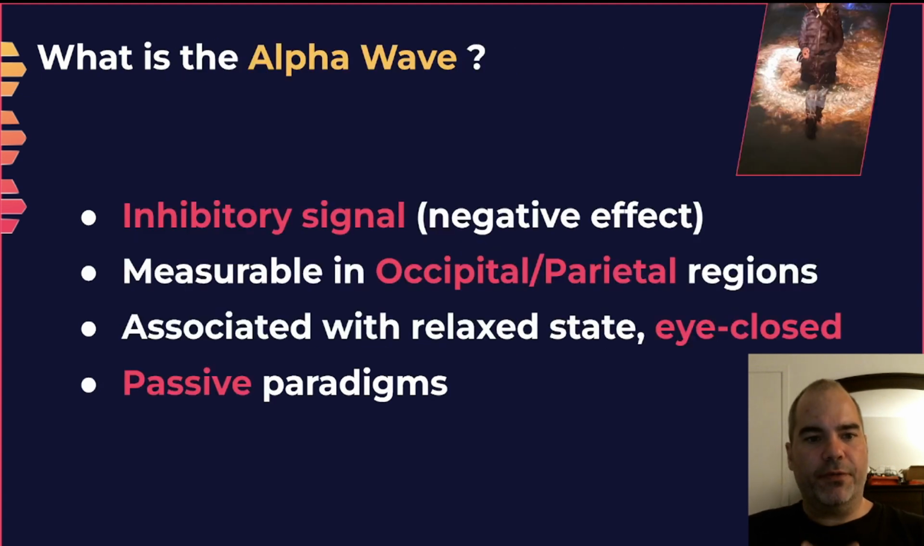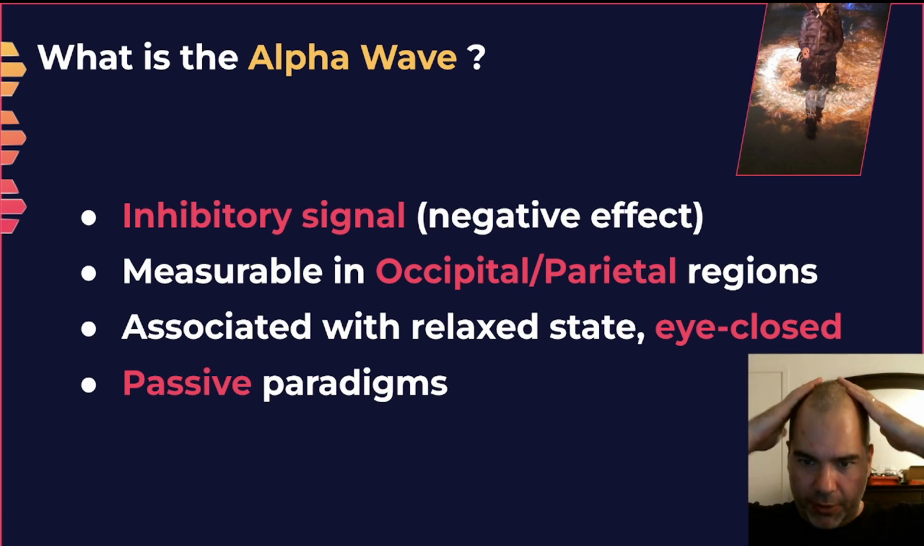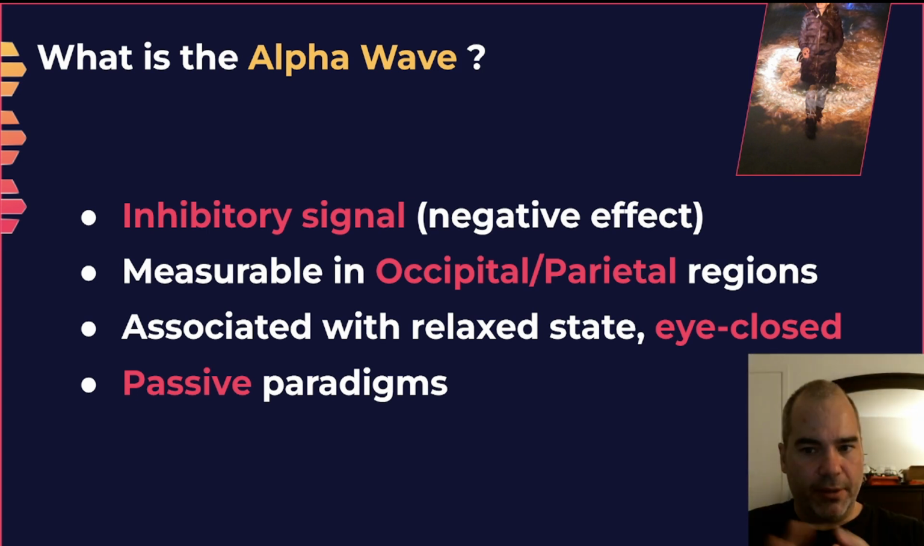What is the alpha wave? It's an inhibitory signal, so it has a negative effect. It's measurable in the occipital and parietal region, so mostly behind the head. It's associated with a relaxed state, eyes closed. Very important, you need to have your eyes closed. And it's considered a passive paradigm.